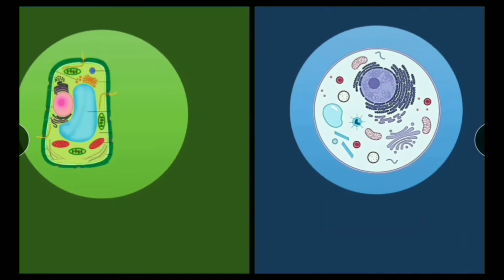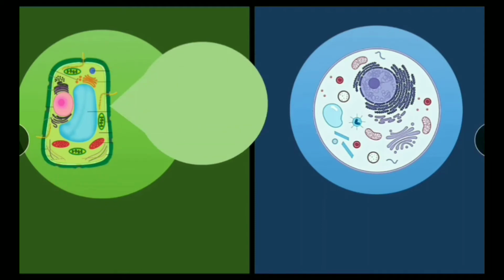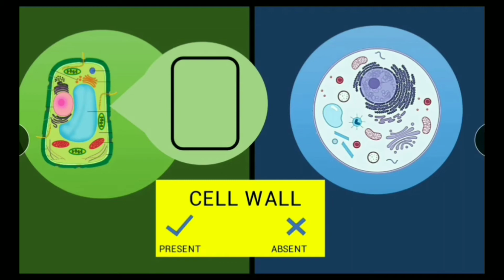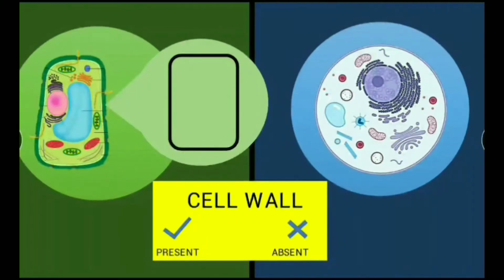Students, you know that each cell has an outer covering called the cell membrane. But what's this? Here we can see an additional layer which is covering the cell membrane of the plant cell. This is nothing but the cell wall. Cell wall is present in plant cell only, but in animal cell, cell wall is absent. You can see here, in animal cell there is no cell wall. It has only a cell membrane.